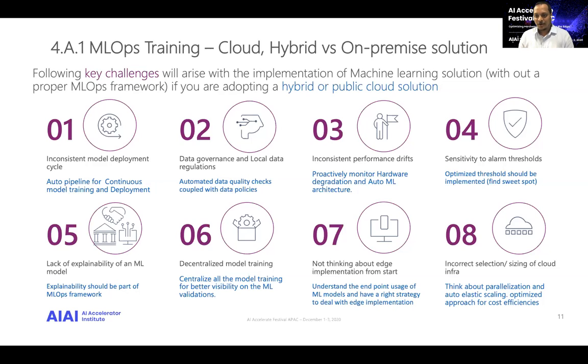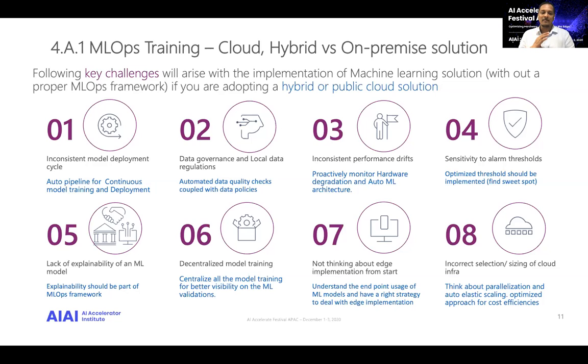And then you also need to implement sensitivity of the thresholds. You need to think about explainability of the models. And then the important factor I would touch on is the sixth: if you have decentralized model training, then you're not actually running MLOps effectively. You need to centralize all the model training for better visibility. That's my lesson learned. Even though there will be a bunch of scientists working in a federated way at multiple places, make sure you provide them a centralized infrastructure where they can train. Even if it is an on-premise solution, you can think about connected networks, a centralized workbench where they're able to train the models.